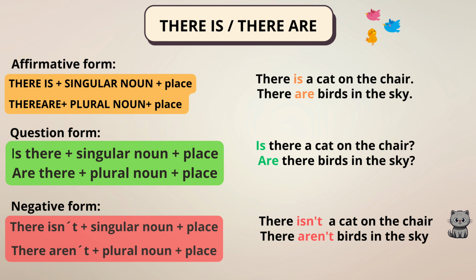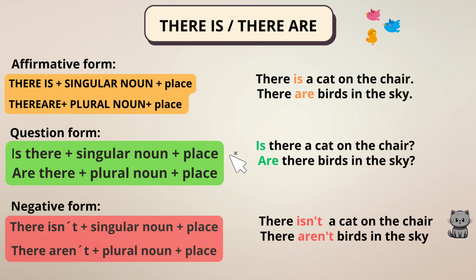What is there is and what is there are? We use there is, there are to say that something exists somewhere. We use there is for singular nouns and we use there are for plural nouns. In affirmative sentences, there is plus singular noun plus place. There is a cat on the chair, one cat. There are plus plural noun plus place. There are birds in the sky, many birds.